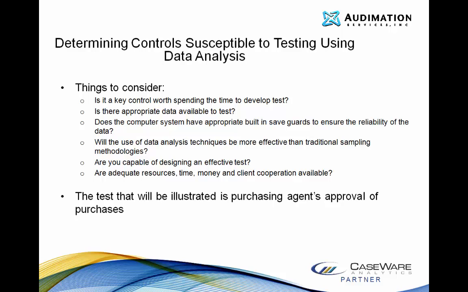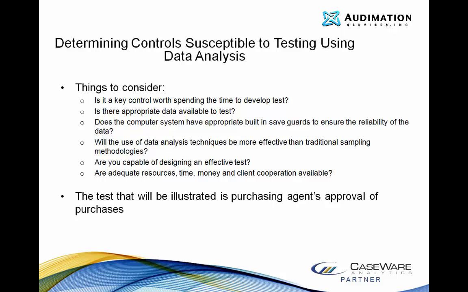And even if you have that, does the computer system itself have appropriate built-in safeguards to ensure that you've got reliable data and that your test actually means anything? If these systems are pretty locked down, if approvals are in place, the purchase is never going to move up to the purchasing agent to approve. If the purchasing agent doesn't approve it, it's not going to go out into a PO and then be placed off to a vendor. So you have to know the system well enough to say, yeah, this is what's going to happen, and these conditions will work.